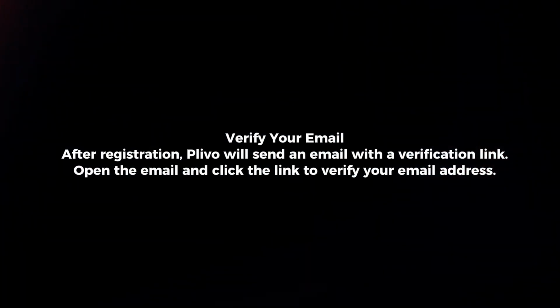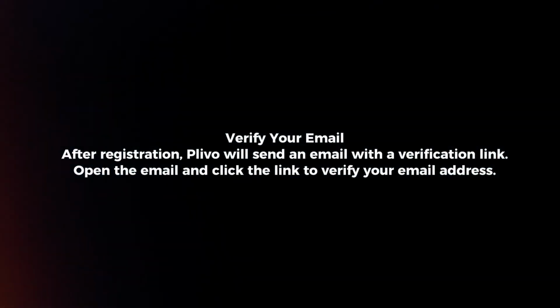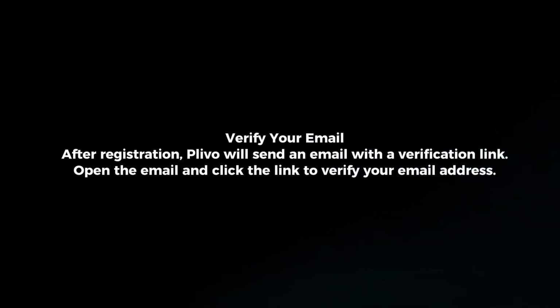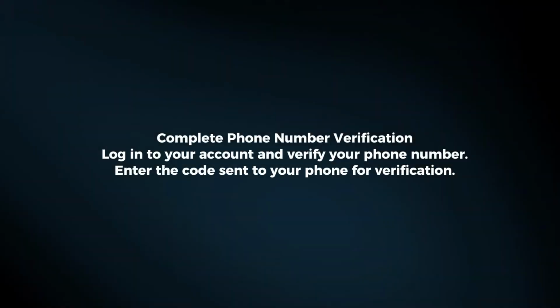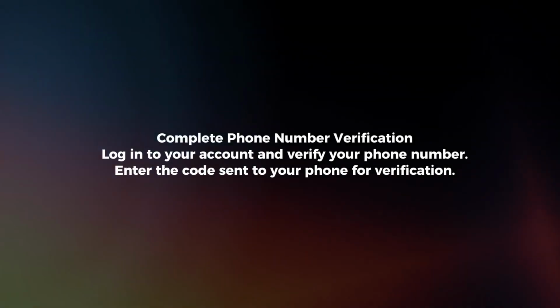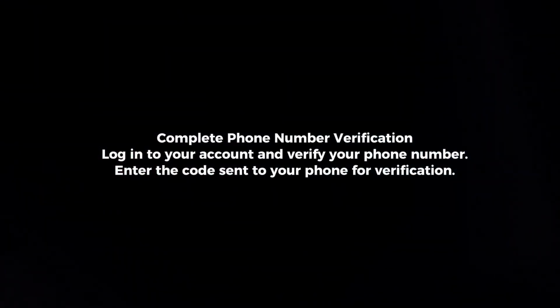Verify your email. After registration, Plivo will send an email with a verification link. Open the email and click the link to verify your email address. Complete phone number verification. Log into your account and verify your phone number. Enter the code sent to your phone for verification.